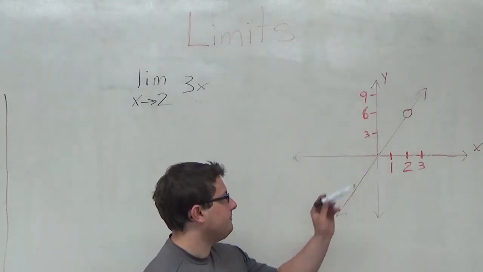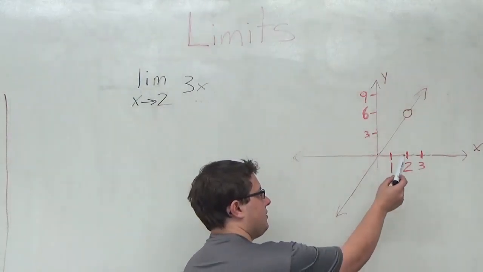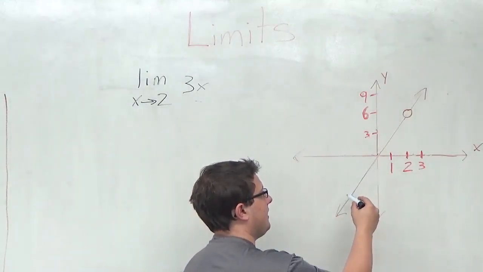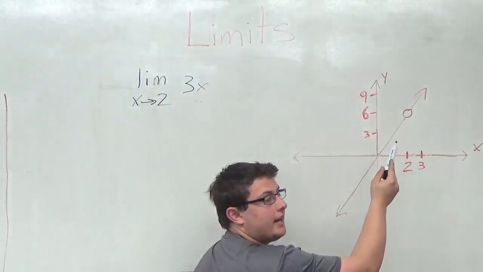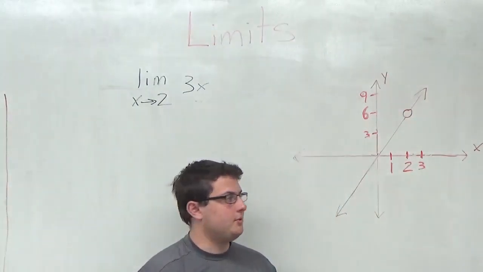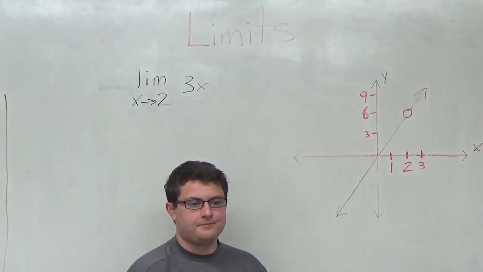So on this graph here, as x approaches 2, the function, which is this line here we have, from the left side it approaches 6, and from the right side it approaches 6. So the limit as x approaches 2 of this function is 6.